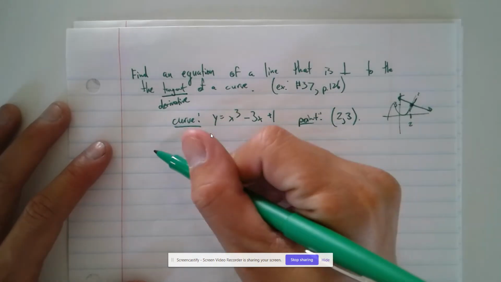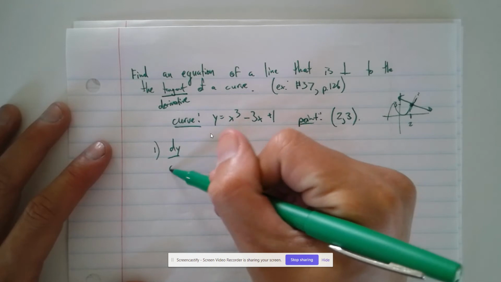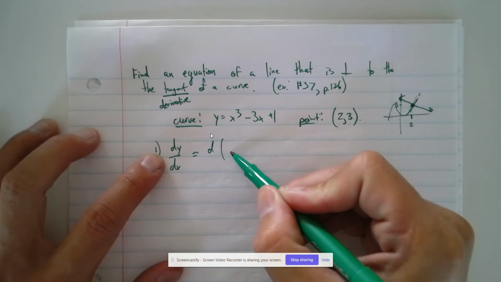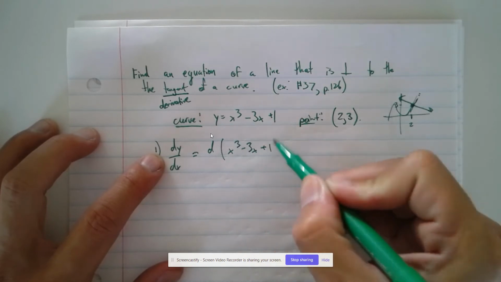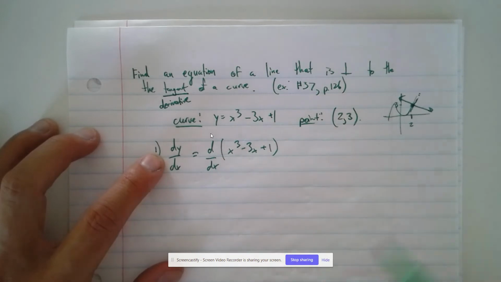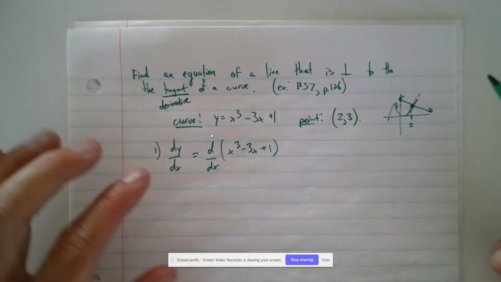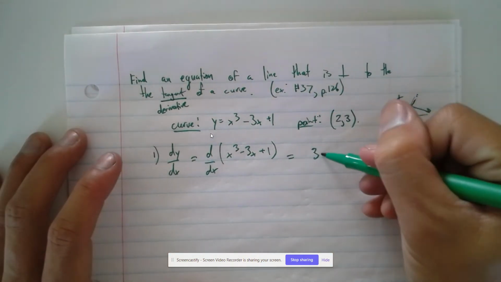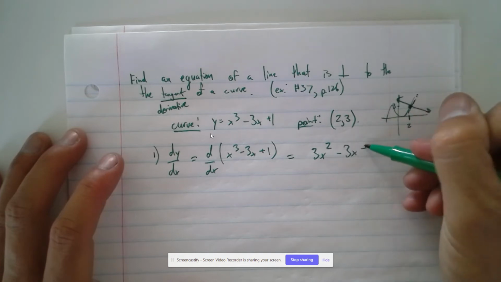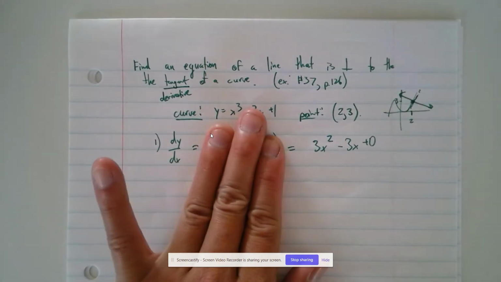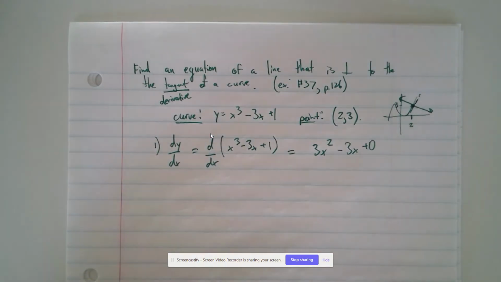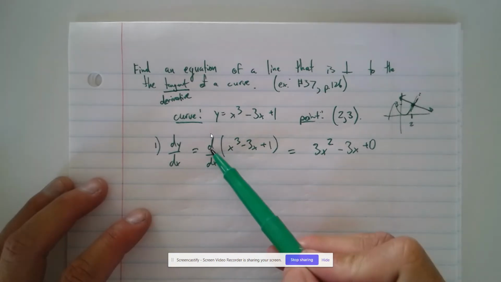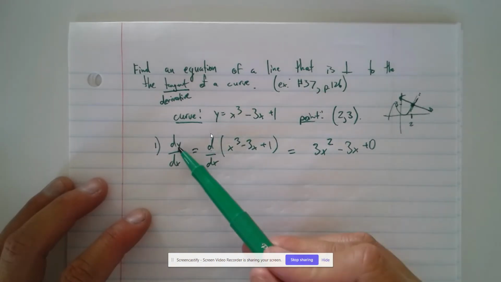So the first step is to do dy over dx, the derivative of y with respect to x. That's the derivative of x to the third minus 3x plus 1. You can skip that middle part and launch right into the derivative, which would be 3x squared minus 3x plus 0. That's fine. But if you want to know the notation, it's the derivative of y, the equation y equals this, so you substitute in y with this.